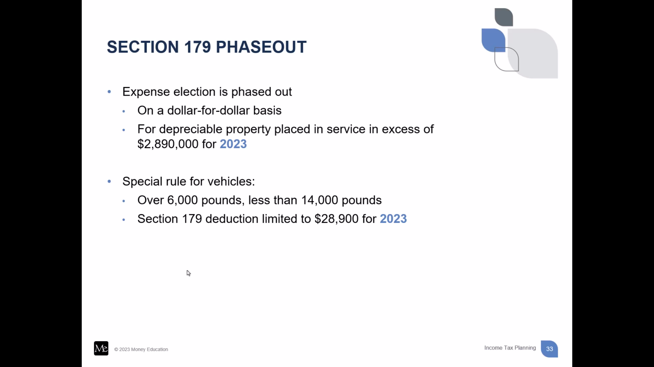Expenses are phased out on a dollar-for-dollar basis for depreciable property placed in service in excess of $2,890,000. There are also special rules for vehicles over 6,000 pounds but less than 14,000 pounds. Section 179 is limited to 28,900 for 2023.